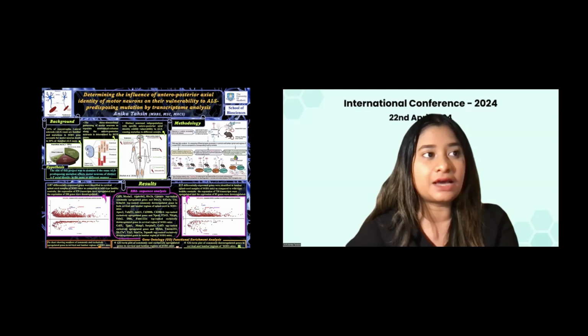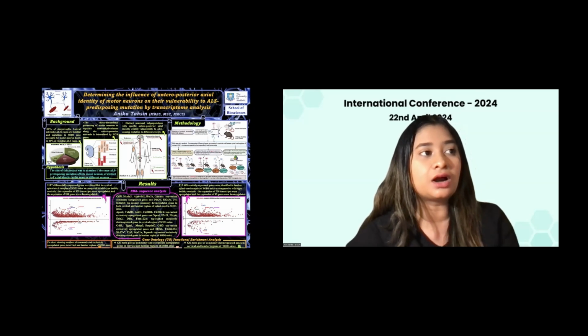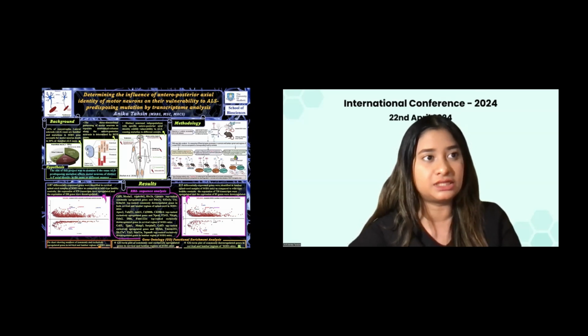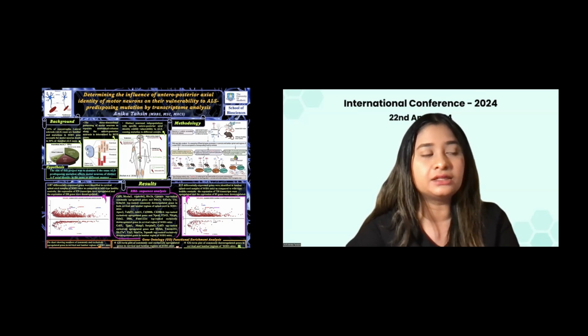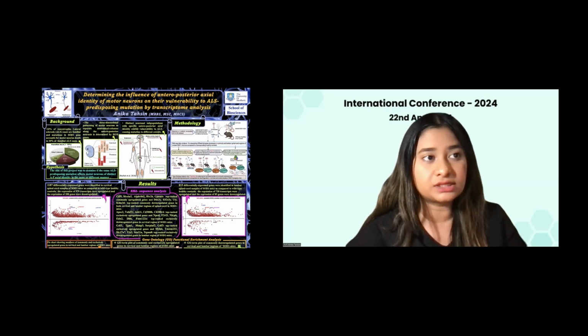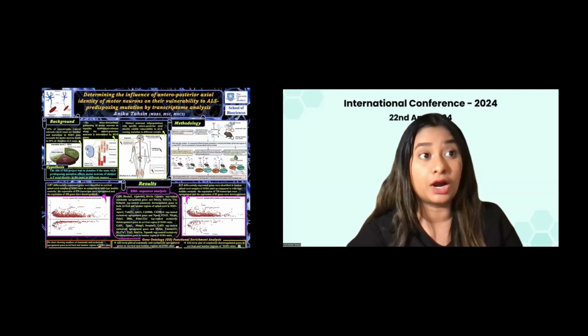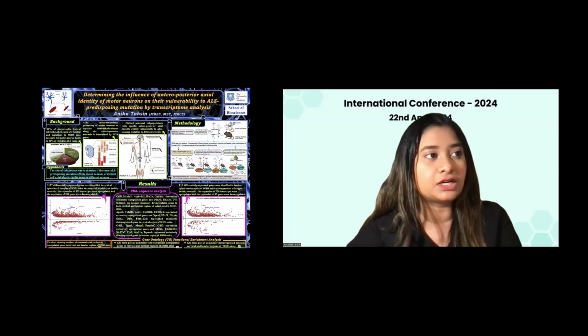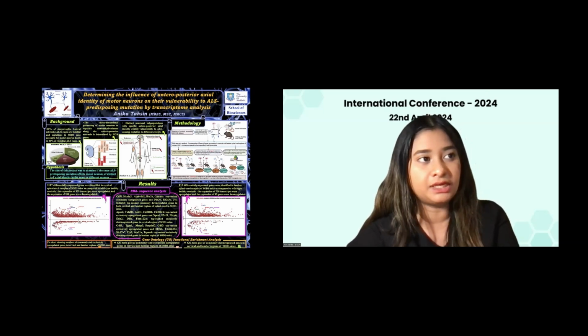So ALS, that is amyotrophic lateral sclerosis, is the third most common neurodegenerative disease, and it is characterized by progressive death of the motor neurons in the primary motor cortex, brainstem, and spinal cord. 10% of the ALS cases are inherited in an autosomal dominant pattern, where mutations in the gene for the intracellular scavenging enzyme, that is superoxide dismutase 1, SOD1, are linked to motor neuron dysfunction in 20% of familial ALS cases.